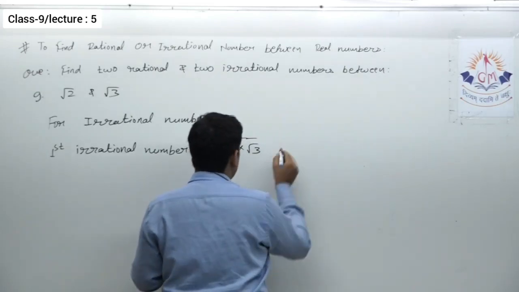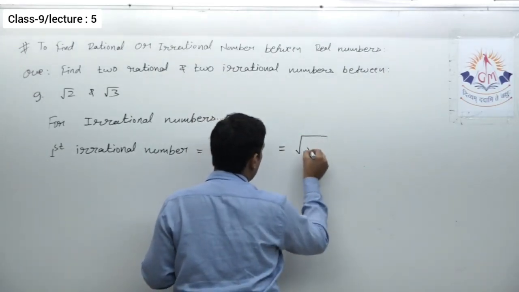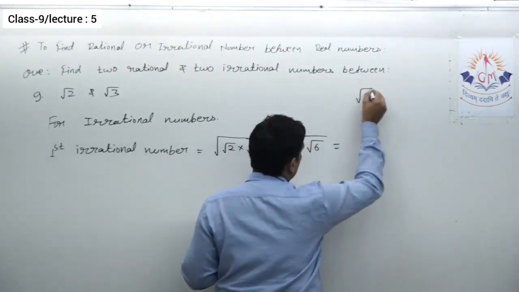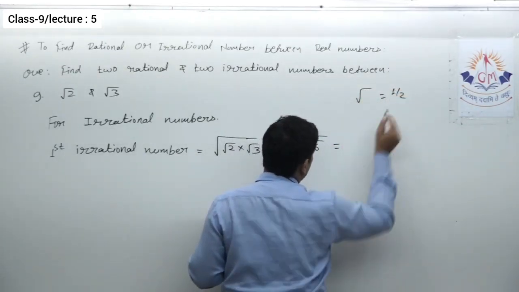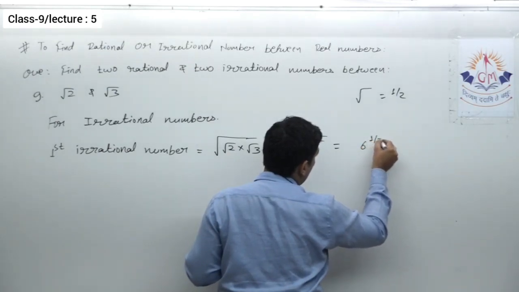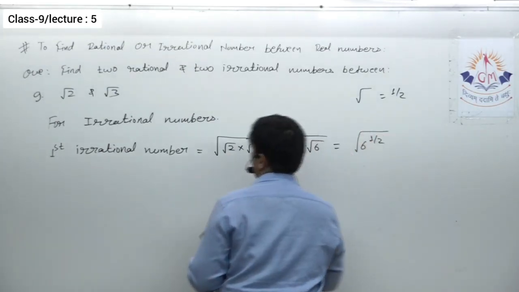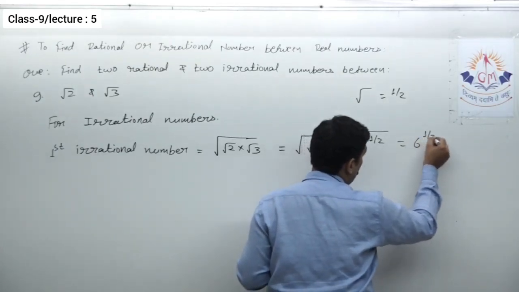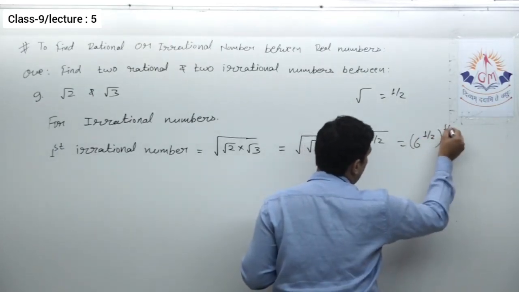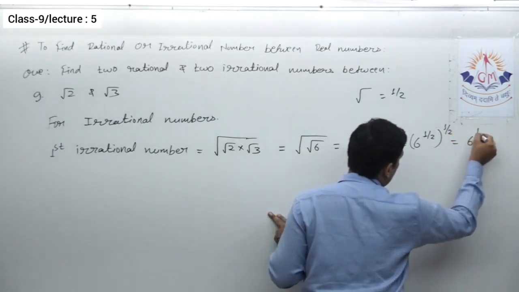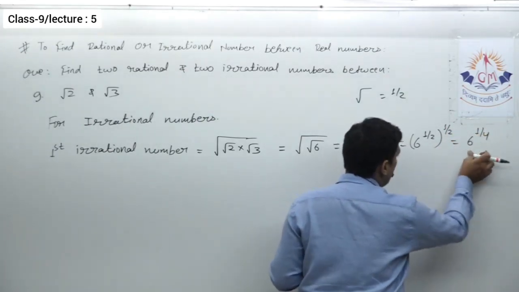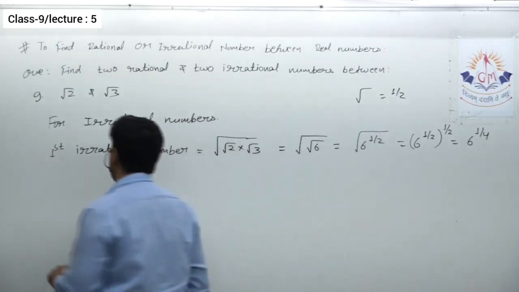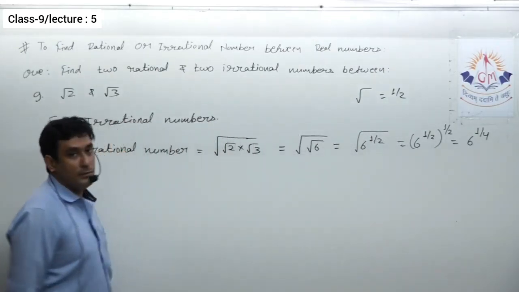So if I write it in a proper way, this is root of 6. Further if I write, see, root means power 1 by 2, so this is actually 6 raised to 1 by 2 raised to 1 by 2, so ultimately it is 6 raised to 1 by 4. So this is the first irrational number lying between root 2 and root 3.